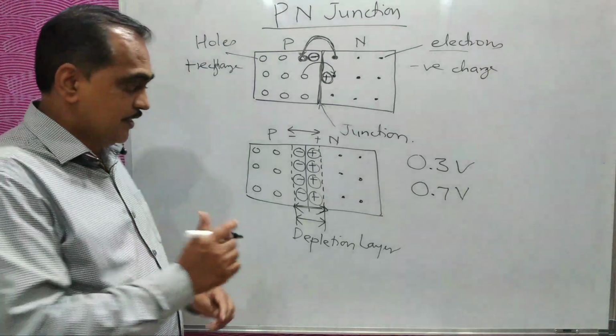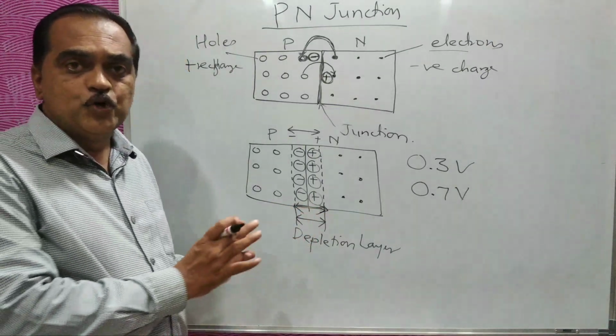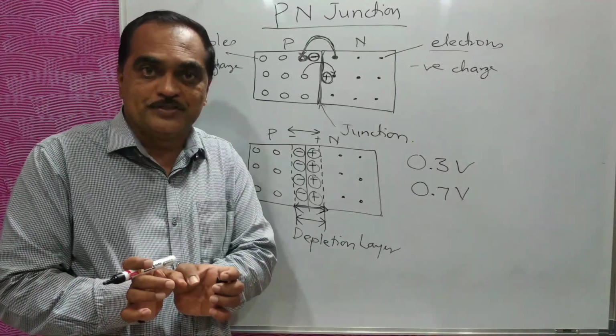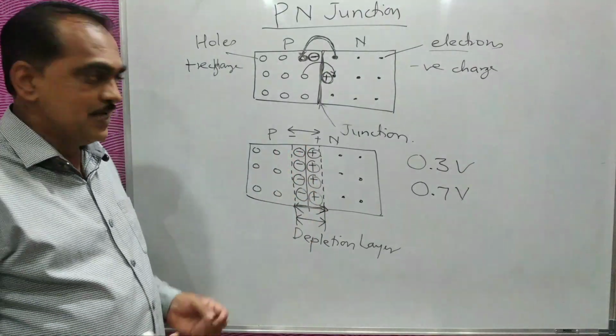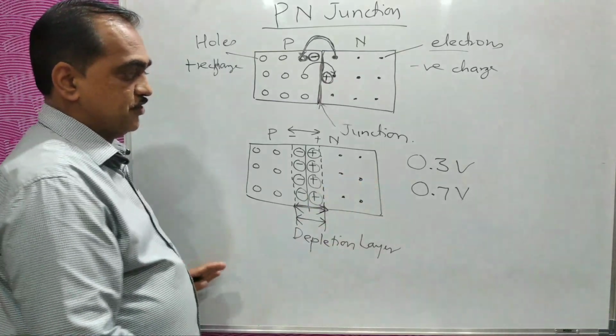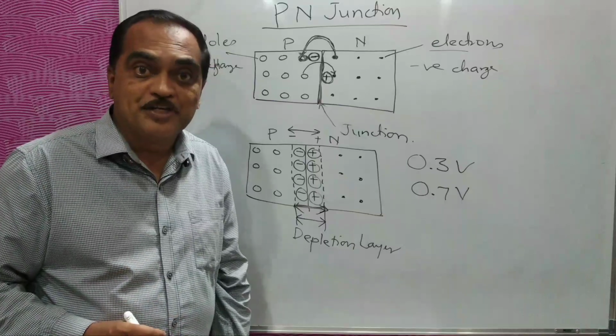Then it will start conducting. So this area is known as your depletion layer. It is automatically formed once your P-type and N-type layers are joined together, because of diffusion. And once this is formed, this is your PN junction which you are going to use for your applications.